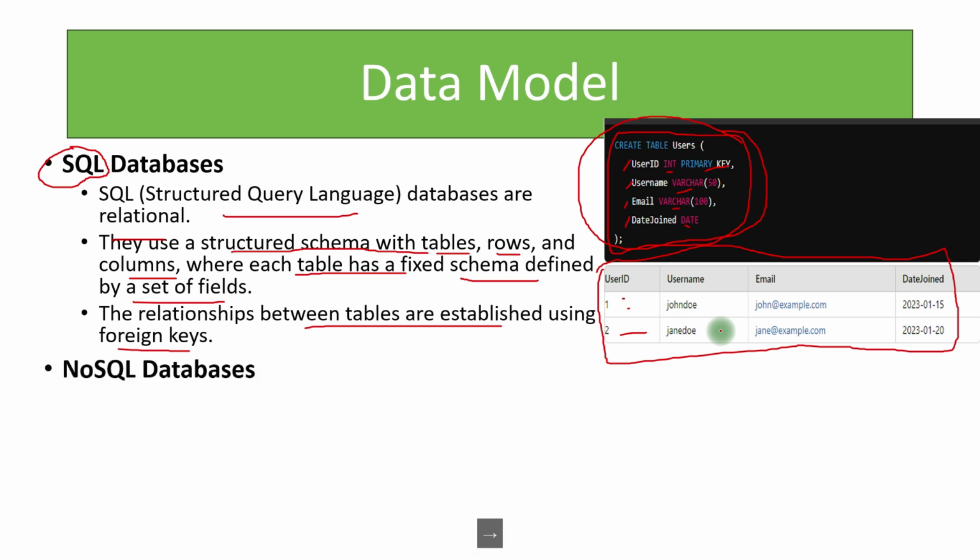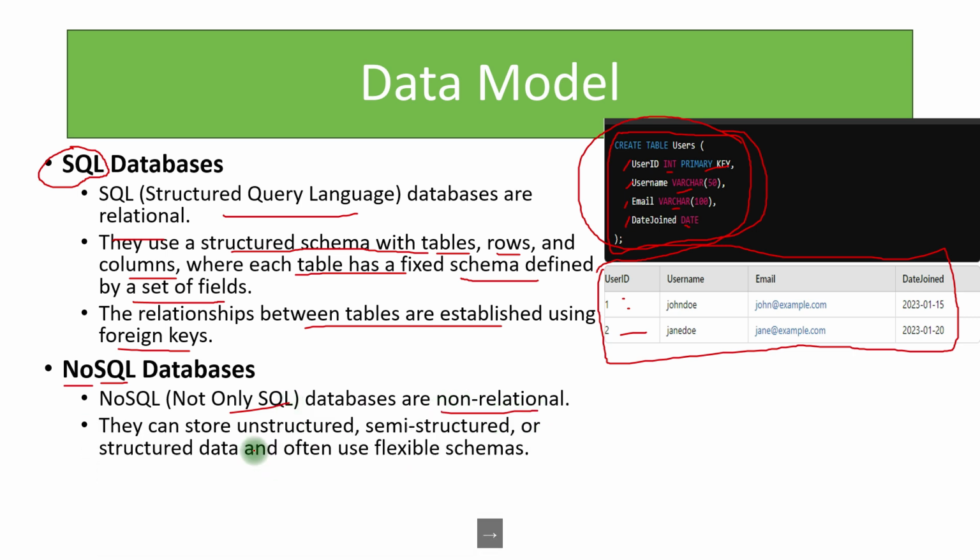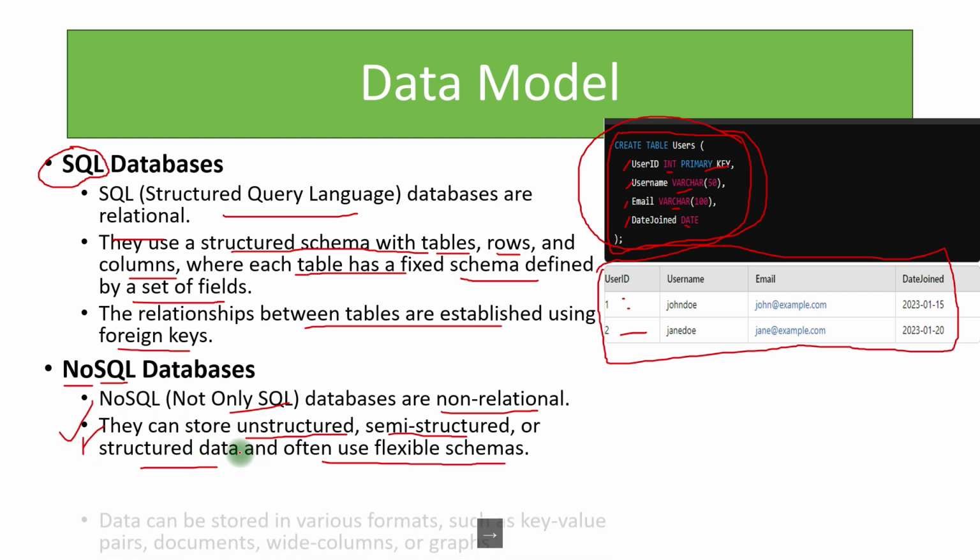Coming to the NoSQL databases, there were certain problems with the SQL databases, and there were certain use cases where it was not the best fit. That is why NoSQL, which means not only structured query language, extends SQL basically. So its full form is not only structured query language. NoSQL databases are non-relational in nature. They can store unstructured, semi-structured or structured data, and often use a flexible schema. So there is no restriction around schema, whatever you need you can store it.